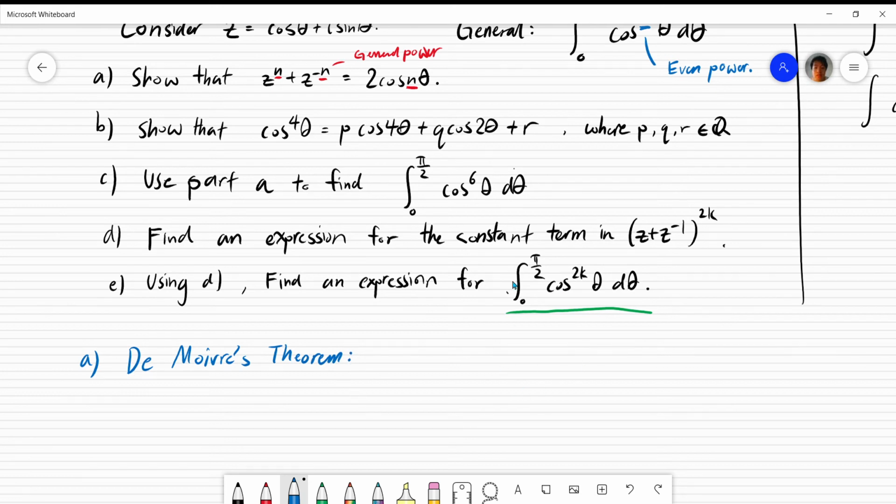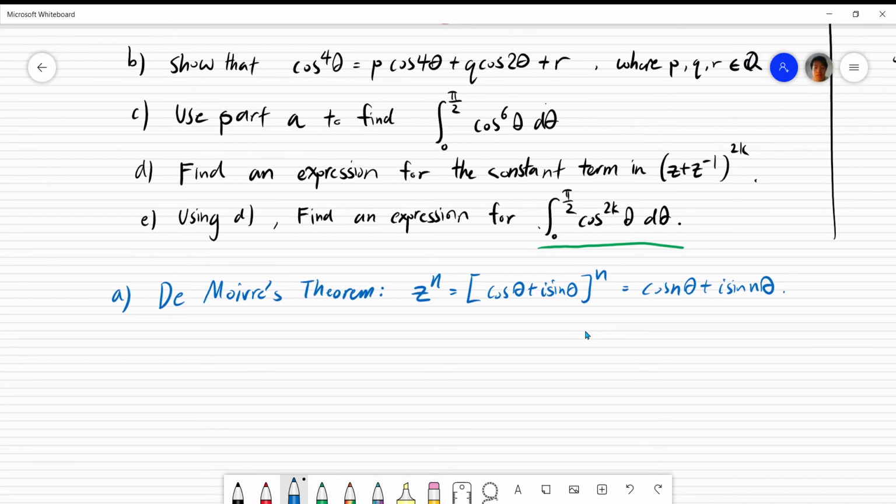Essentially, if you have a complex number z raised to the n, that's just going to be cosine theta plus i sine theta, all raised to the n. Z in this case is just that, just this expression. And according to De Moivre's theorem, this turns out to be cosine n theta plus i sine n theta. Okay, not so bad. Let's just apply the formula.